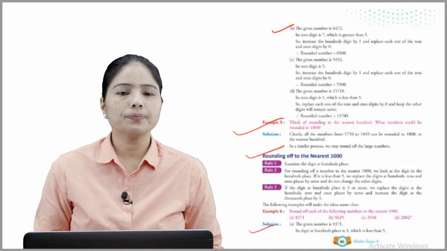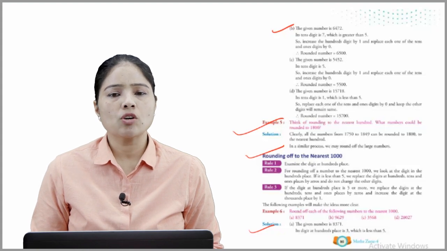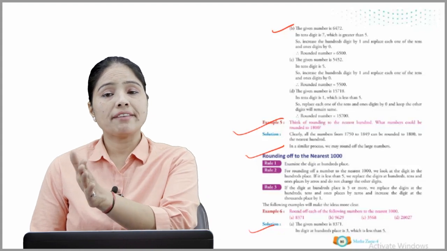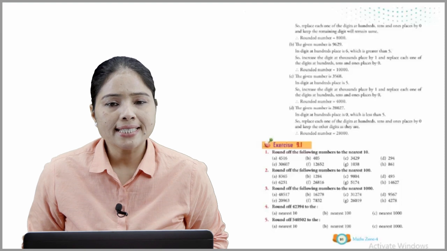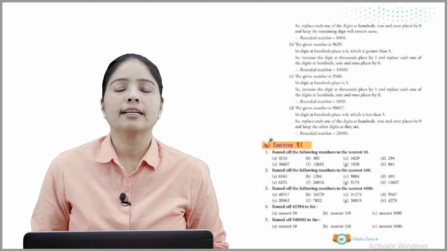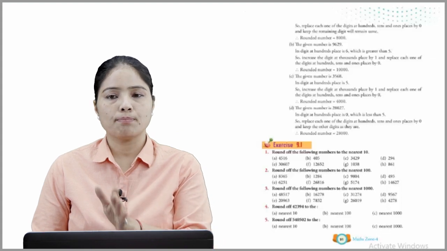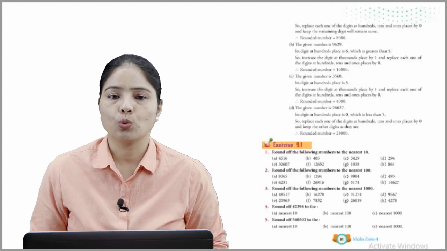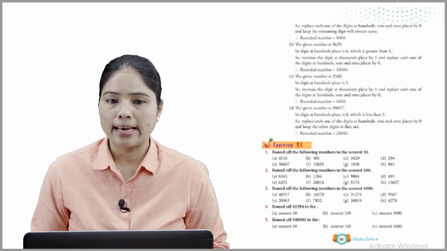Solution. The given number is 8371. Its digit at the 100 place is 3. 3 is smaller than 5. Okay. So, replace each of the digits at hundreds, tens and ones by 0 and the remaining digits will remain the same. So, the rounded number is 8000. I hope you understood well.